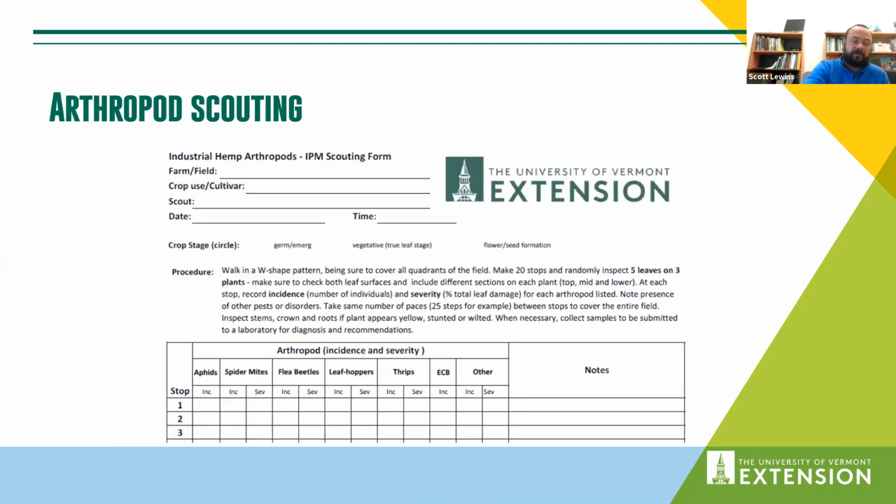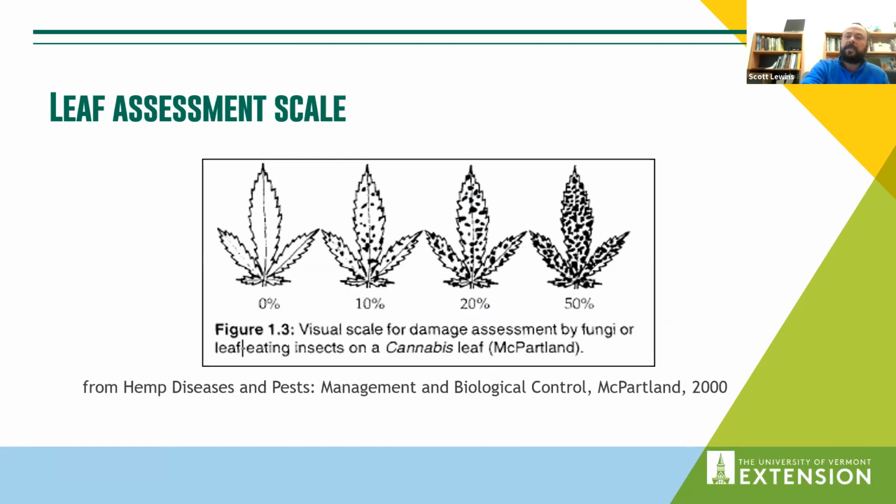Right. We had a sort of standard scouting form. We had all of our scouts essentially go out there with the same instructions and do the same thing. We wanted to keep everything as uniform as possible. And so we have these sort of standard forms that we developed at UVM Extension, and then we share them with growers, and then we adapted that for this particular project.